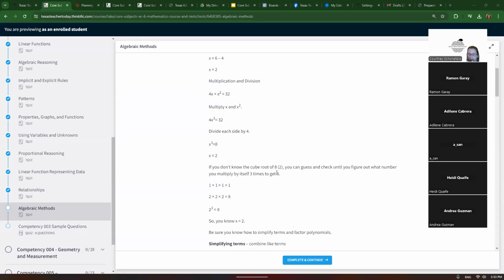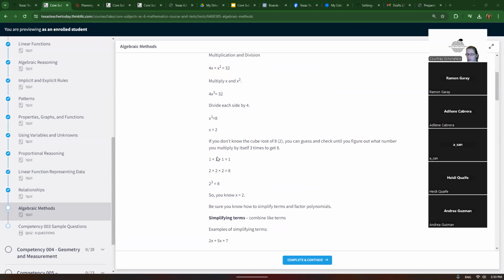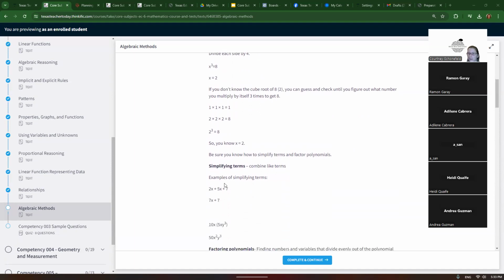If you don't know the cube root of 8, if you don't have that memorized, you just guess and check. It's not 1, right? 1 times 1 times 1 is 1. 2 times 2 times 2 is 8, and we already taught it, right? Be sure you know how to simplify terms and factor polynomials. So we'll talk about that too.